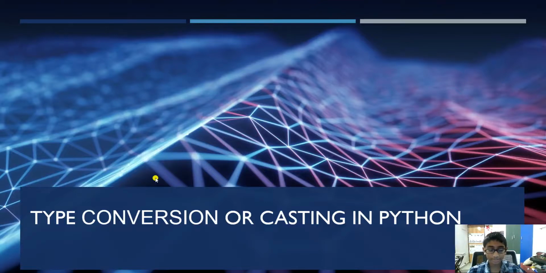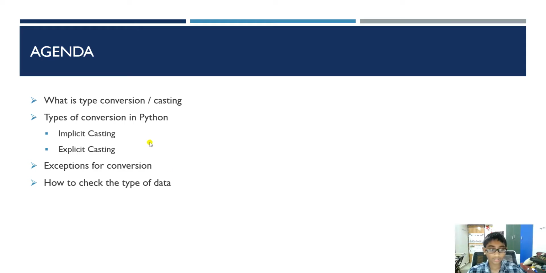Everybody, in this video you're learning about type conversion or typecasting in Python. So the agenda of my video will be: what is typecasting or type conversion, and then we are going to be discussing types of conversion in Python, that is implicit conversion and explicit conversion. And then we are going to go forward from there and talk about exceptions that we have when we are converting data. And then at last we will talk about how we can check the type of data.